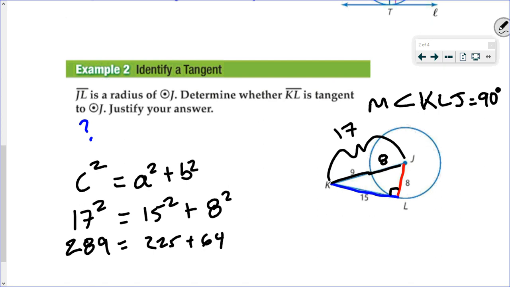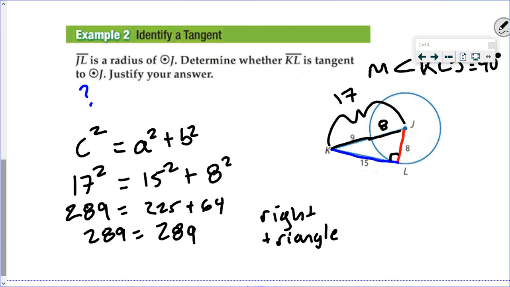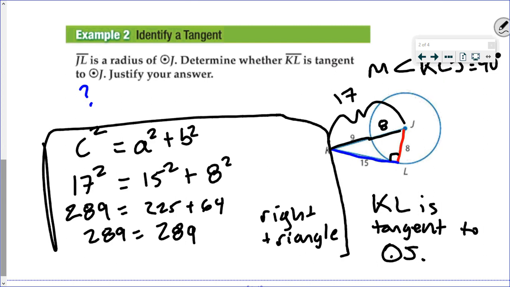And these are equal. So what does that mean? Well, that means this is a right triangle. If this is a right triangle, then that is a right angle, and we can say KL is tangent to circle J. To answer the question. Okay, this is our justification. This is justifying our answer.